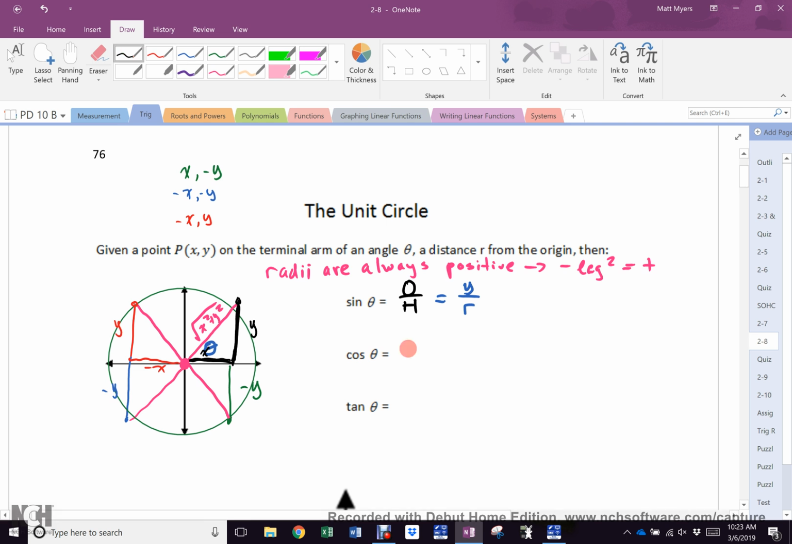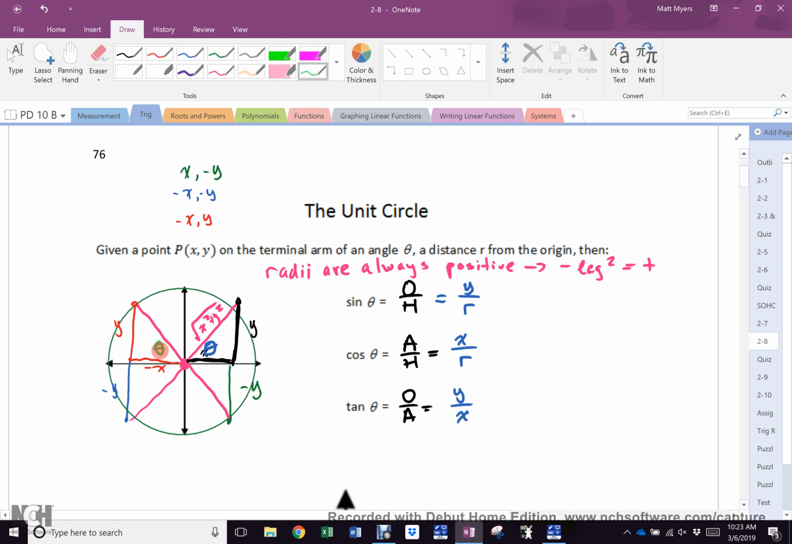What is cos? So what is it when we're on the coordinate grid? X over r. And what is tan? O over a, which is y over x. Agreed? All right. Great. You guys are brilliant.